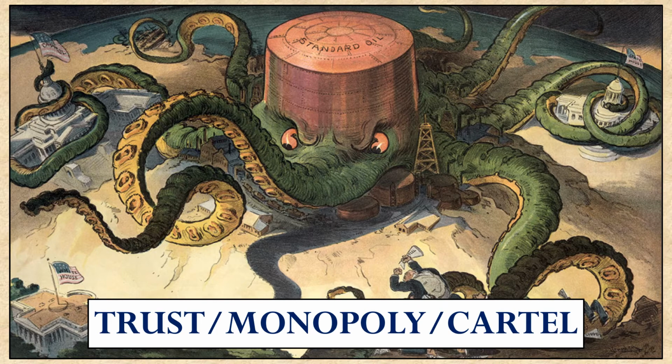Well, a cartel can accomplish the same thing for a small group of owners. They can coordinate together to charge $10 a gallon for gas. A trust is a slightly different thing.